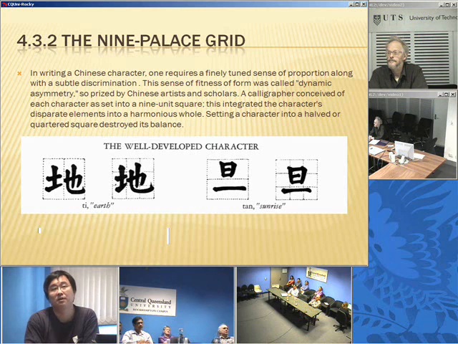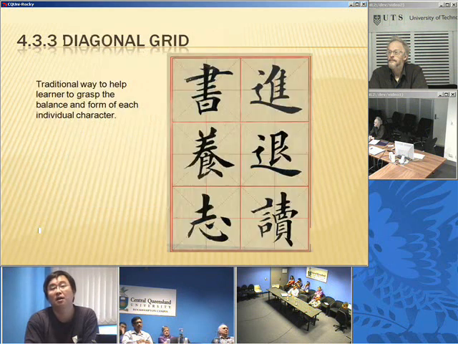A calligrapher conceived of each character as set into nine great squares. This integrated the character's disparate elements into a harmonious whole, and setting the character into half and quartered squares destroyed the balance. So this nine-square unit is actually called the nine palace grid in Chinese phraseology. And there are other grid systems that help learners to grasp the balance of the characters.